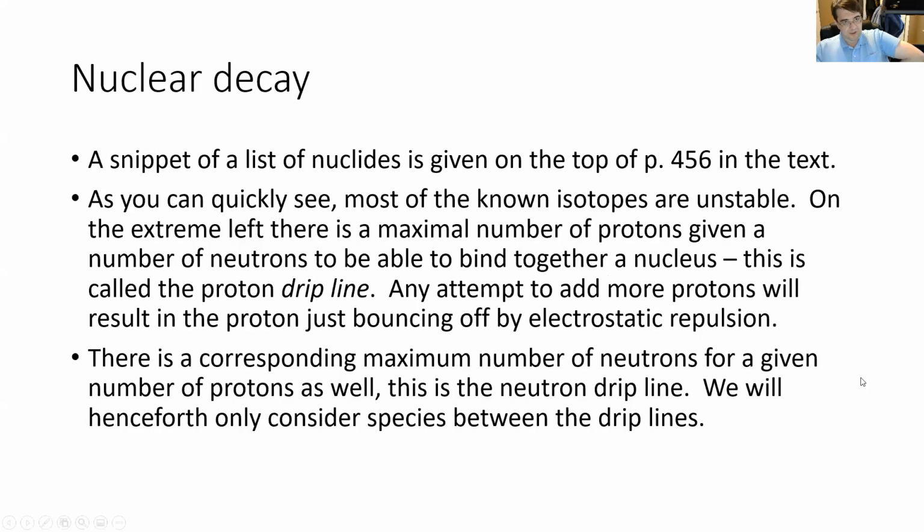Okay, nuclear decay. A list of nuclides is given on the top of page 456 in the textbook. If you take a look at those, most of the isotopes we know are not stable. On the farthest left of that, you have things that have very high numbers of protons relative to neutrons. There's a point at which there's no more that you can place on.